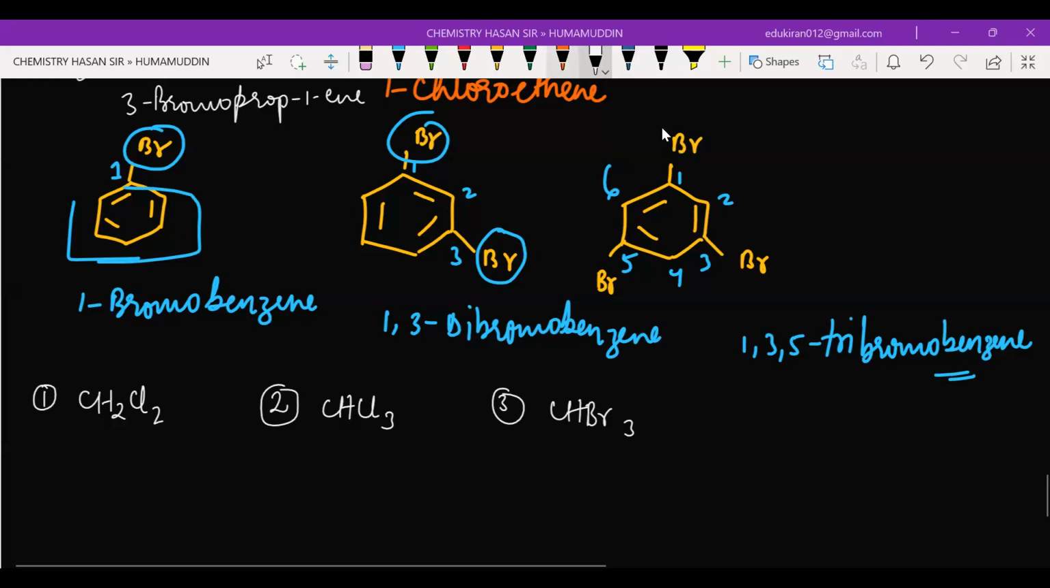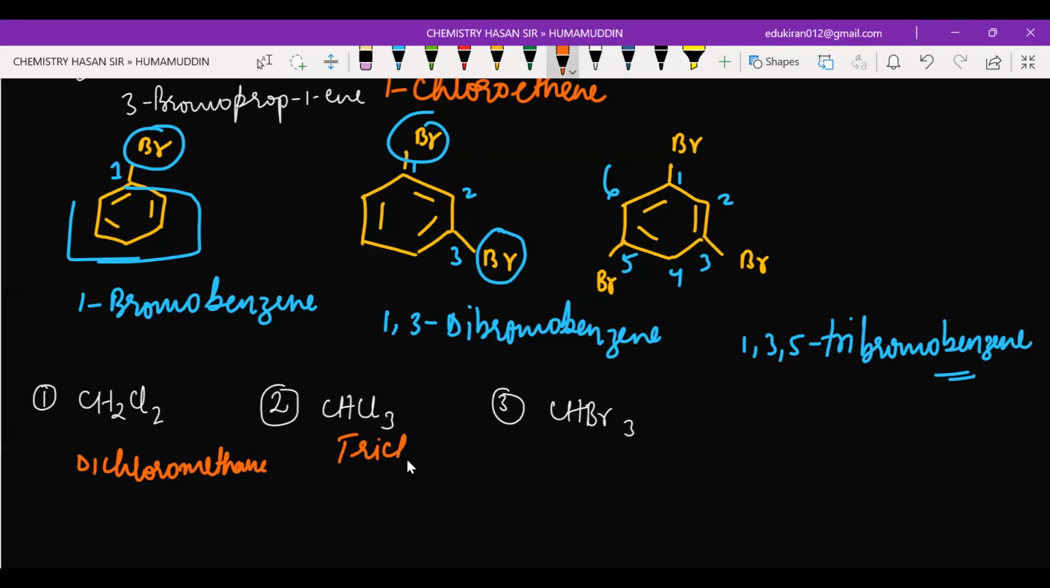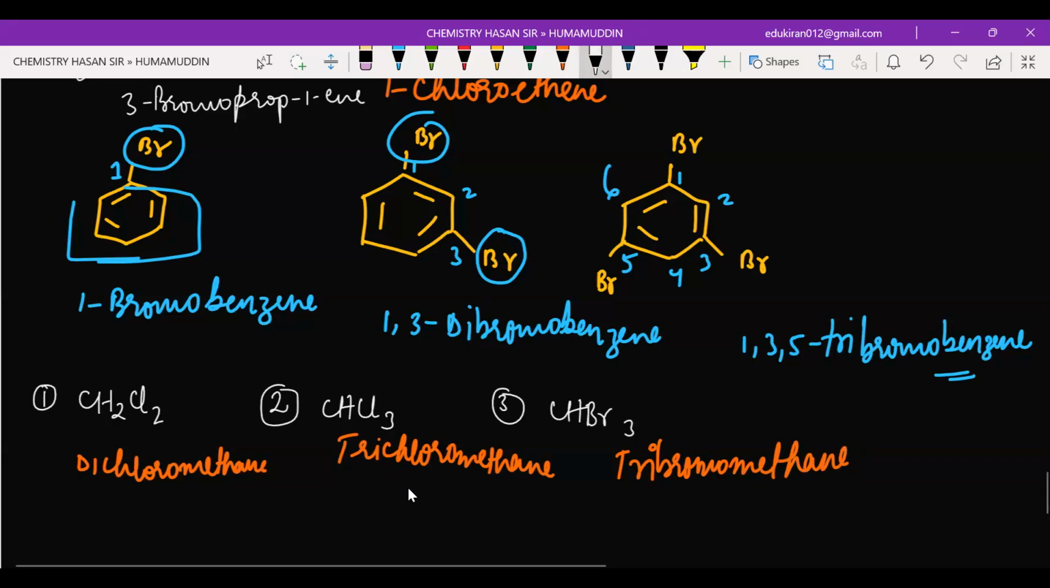CH2Cl2's IUPAC name is dichloromethane. CHCl3's IUPAC name is trichloromethane, and CHBr3's name is tribromomethane, that represents 3 bromines on methane. But its common name is quite famous and very important. CHCl3 has the name trichloromethane, common name chloroform. CHBr3 will have the name bromoform.